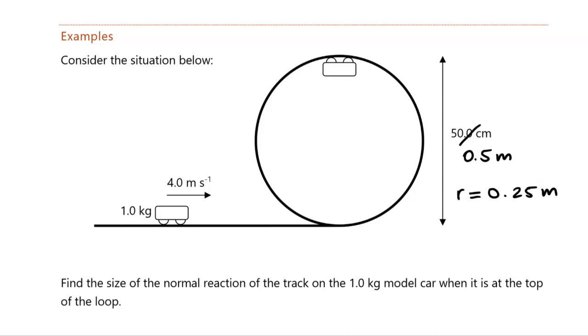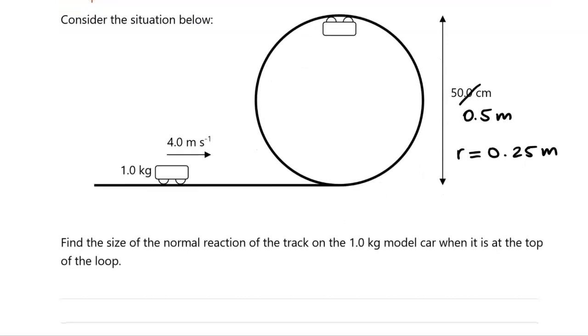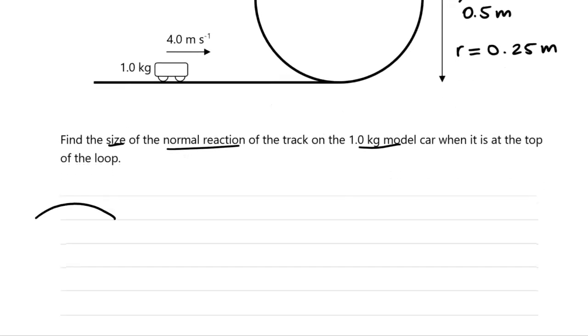So that 4 meters per second is true along this entire section of track when it's flat, but we're going to start to see a change in that velocity as it starts traveling up this loop-the-loop. We're going to have a minimum velocity at this top position here because that kinetic energy is being converted to gravitational potential energy. We're interested in finding the size of the normal reaction of the track on the 1 kilogram model car when it's at the top of the loop. Really key thing here is to draw a diagram. I'm going to draw just a little one down here.